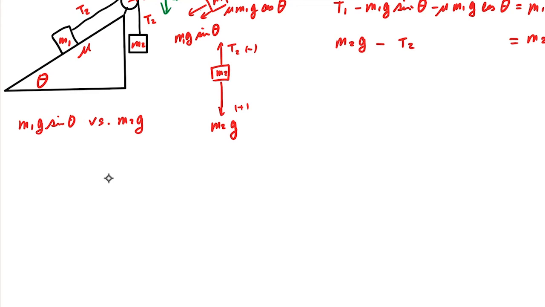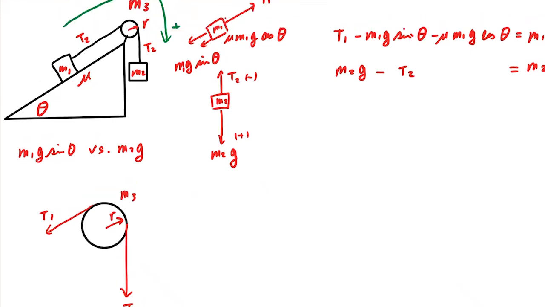So we have this pulley, and then we have this direction torque, which is T2, and we have that direction T1, and at the moment T2 is greater than T1, and that rotates the pulley, and the radius of the pulley is R, and mass of this is M3. Good?